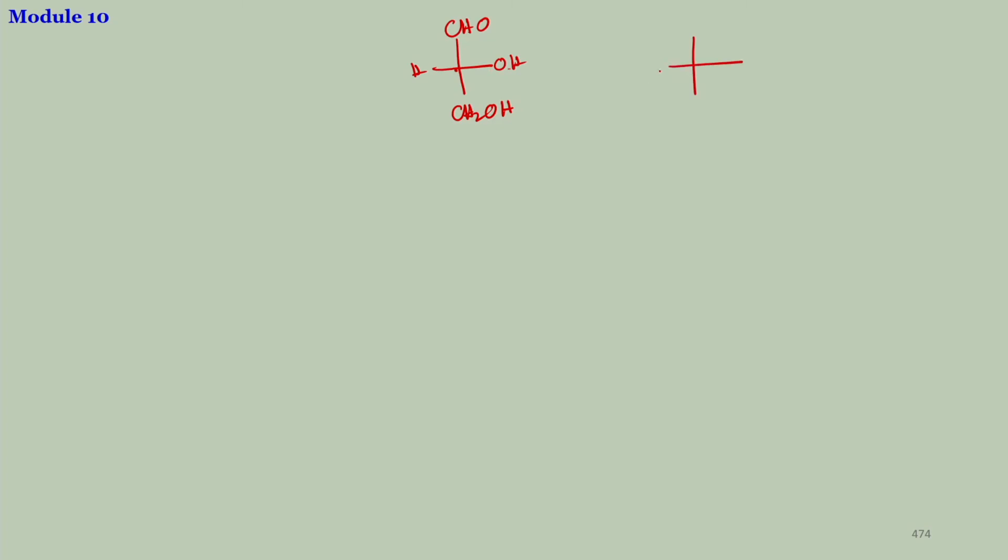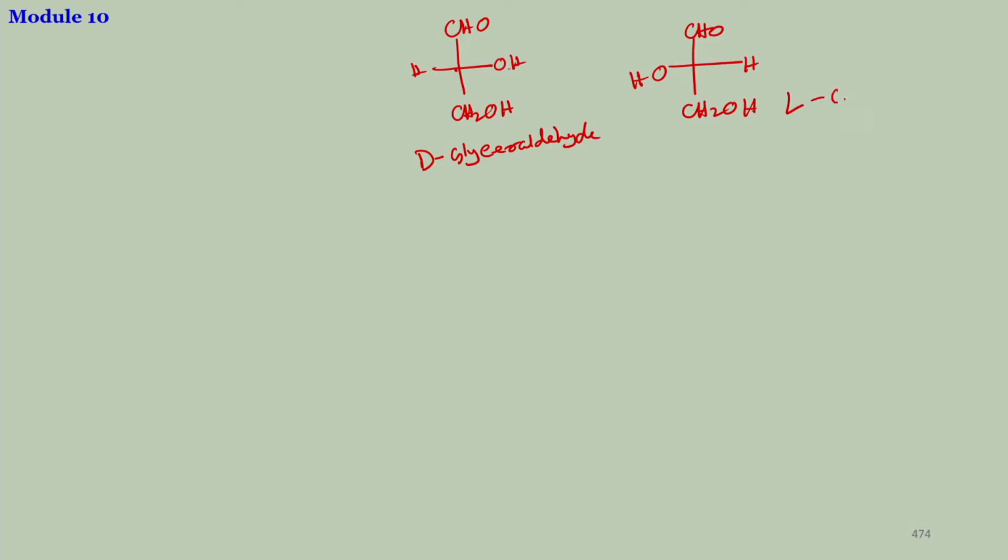I have drawn the Fischer projection, with H here, CH2OH. This is also glyceraldehyde. According to nomenclature, this is D-glyceraldehyde because the OH is on the right hand side, dextro. Now in this class, I will talk about only the monosaccharides, and mostly of D configurations. And this is L-glyceraldehyde. I will not talk about the L isomer, will mostly talk about the D isomer.